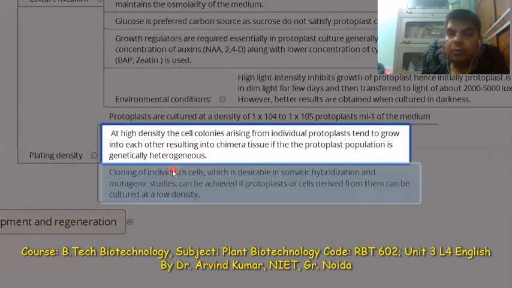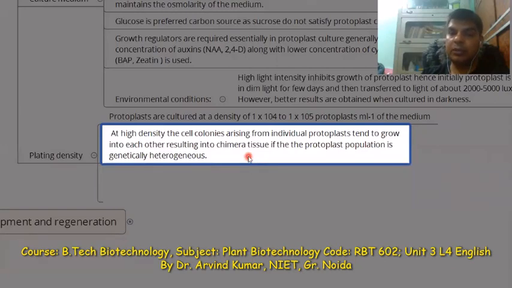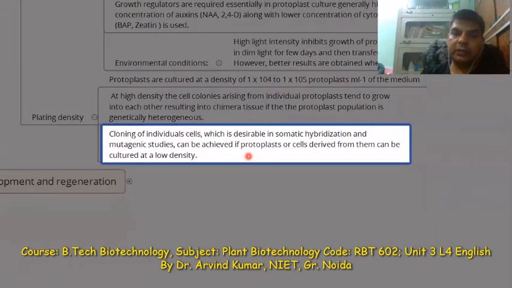If the protoplast population is genetically heterogeneous, then it is a major concern, because you don't want the protoplasts to show some weird characters because of some random fusion. Cloning of individual cells, which is undesirable in somatic hybridization and mutagenesis study, can be achieved if protoplasts or the cells derived from them are cultured at low density.